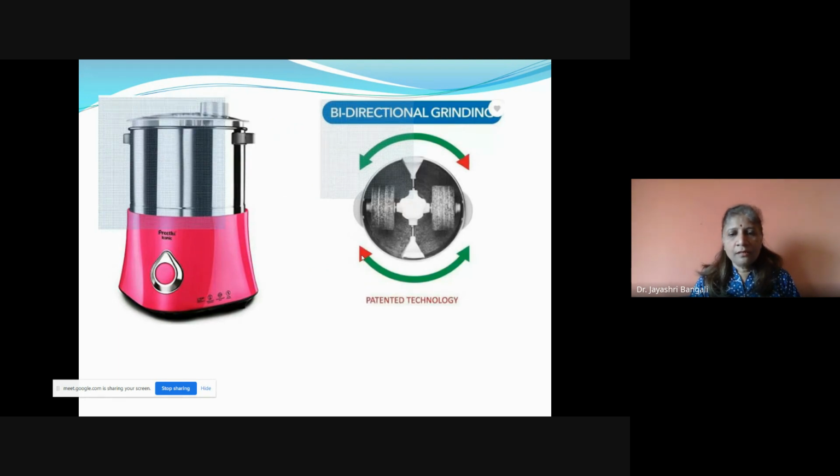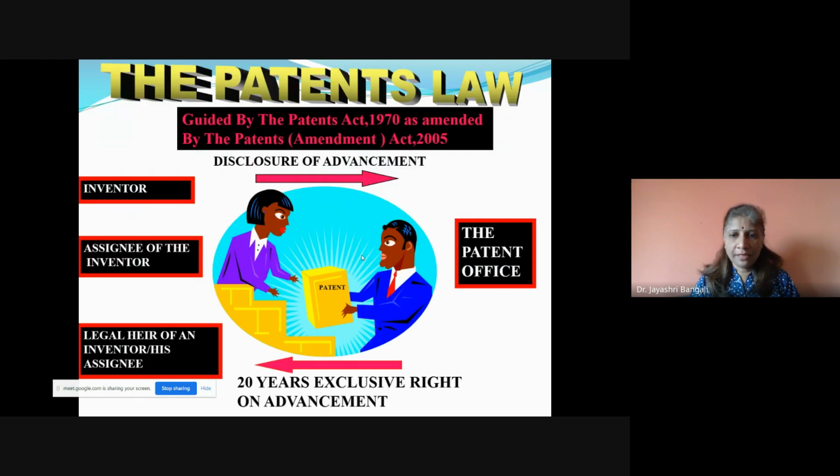Now, again, an example is given that this grinder is a patented technology. Now about patent law: suppose any person from the audience wanted to file a patent, how can they file it? So we will see filing a patent in India and abroad, and then we will go to the patent search. So this is the Patent Act 1970, and we will see what the procedure is according to the law.